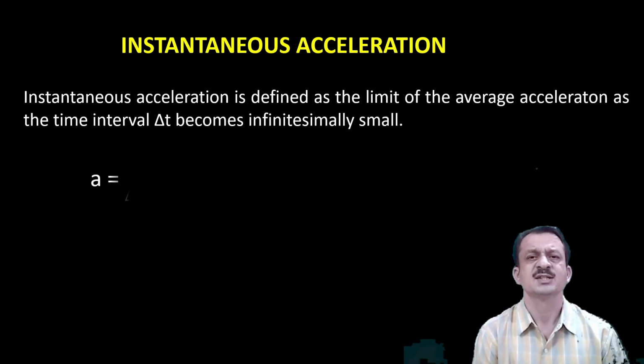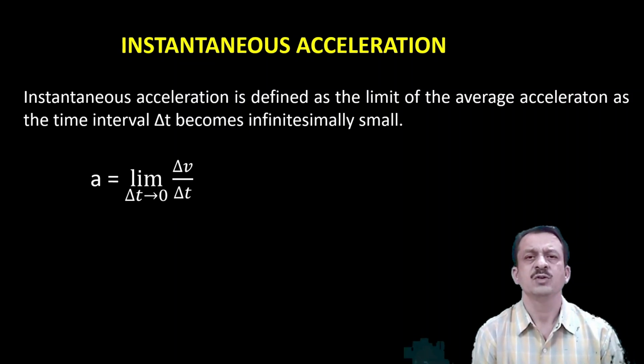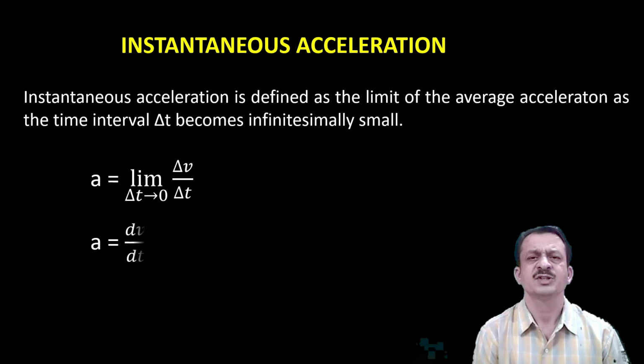So instantaneous acceleration is given by the formula, limiting value as delta t tends to 0 of delta v by delta t. Now limiting value, as we have studied, is the calculus notation. Delta v by delta t means it is the average acceleration. Now in calculus that we are using in mathematics, we can write this instantaneous acceleration as dv by dt. It is the differential coefficient of v with respect to the time t, or derivative of v with respect to the time t, that we represent.